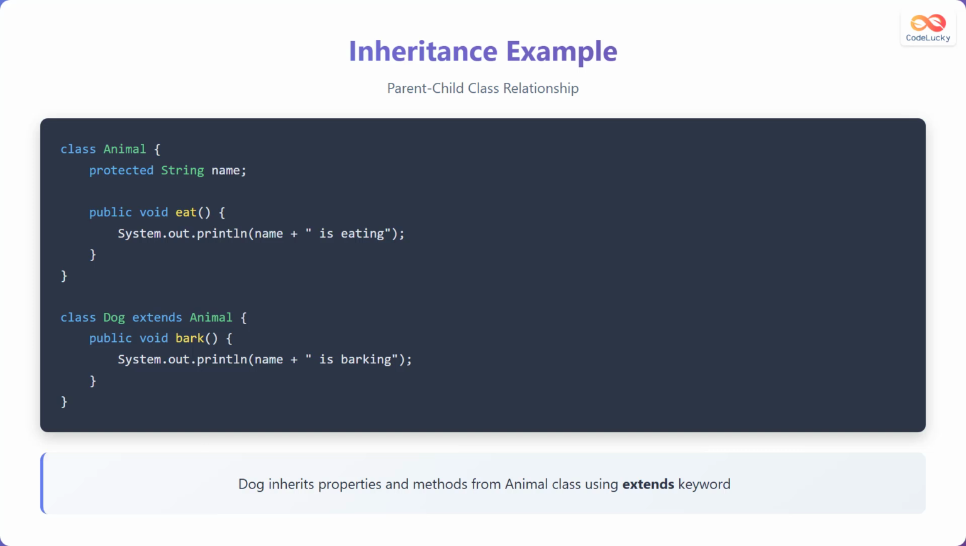The dog class extends the animal class using the extends keyword, automatically inheriting all non-private members from the animal class. This means every dog object has access to the name field and the eat method without having to redefine them. Additionally, the dog class adds its own specific behavior with the bark method. This demonstrates the power of inheritance: code reuse and the ability to build specialized classes on top of general ones.